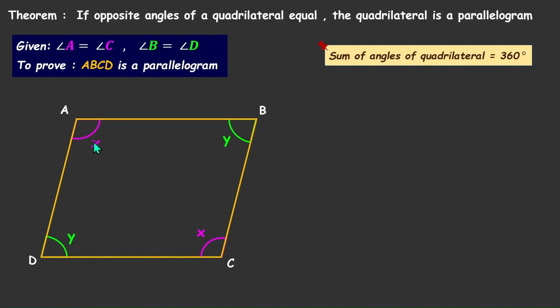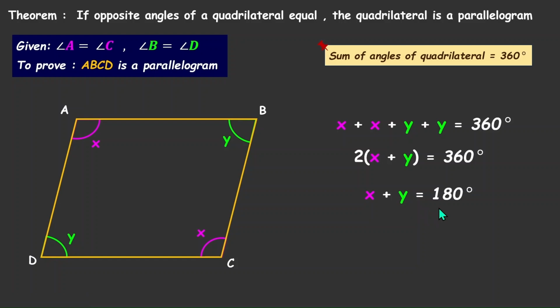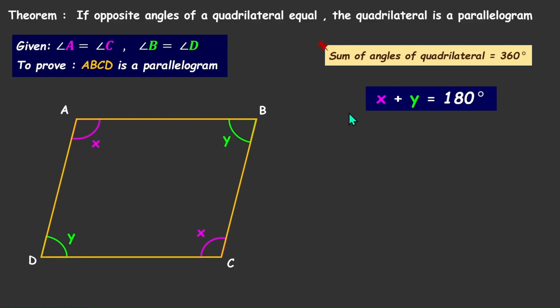Right? So here 2x plus 2y should be equal to 360 degrees. So this is 2 times (x plus y) is equal to 360 degrees. And if we divide both sides by 2, we get x plus y is equal to 180 degrees. So this is what we deduce from this property. And now let's try to figure out how we can use this, x plus y is equal to 180 degrees, to say that this quadrilateral is actually a parallelogram.